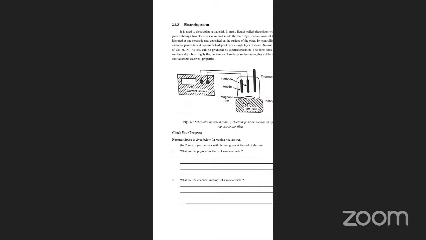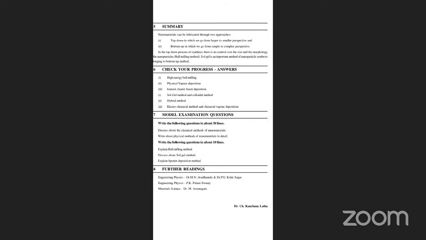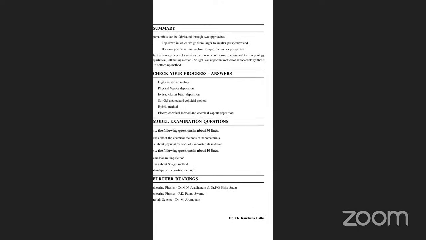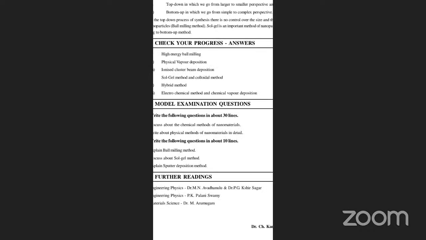Nanomaterials can be fabricated by two approaches: top down, in which we go from a larger to a smaller perspective, and bottom up, in which we go from a simple to a complex perspective. So the first one is top down, and the second is bottom up. Therefore, in the top-down process of synthesis, there is no control over the size and the morphology of the nanoparticles.